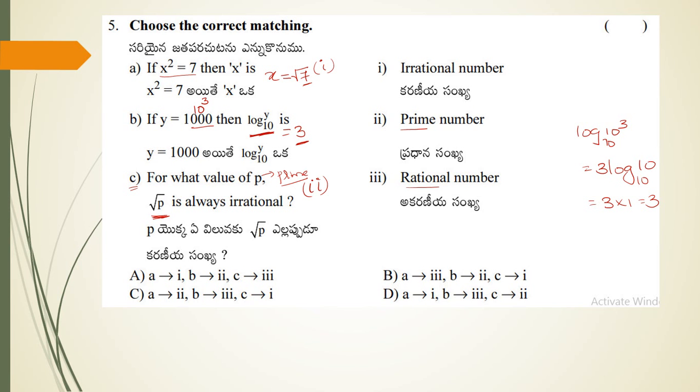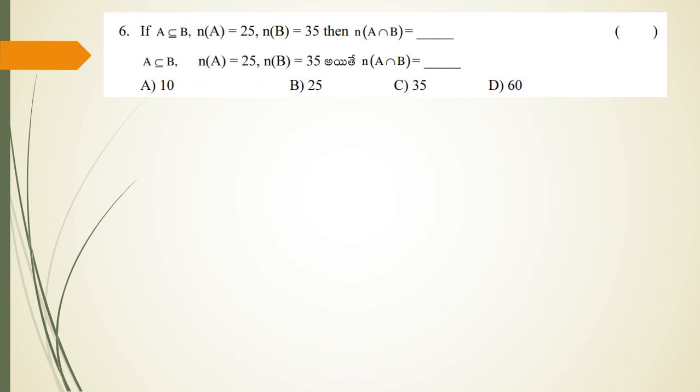Then automatically this rational number will be taken by the remaining one, right? So from this, what are the answers? 1, 3 and 2. So you need to check where 1, 3 and 2 is. So 1, 3 and 2. So it is option D. Right. Next, moving on to question number 6.